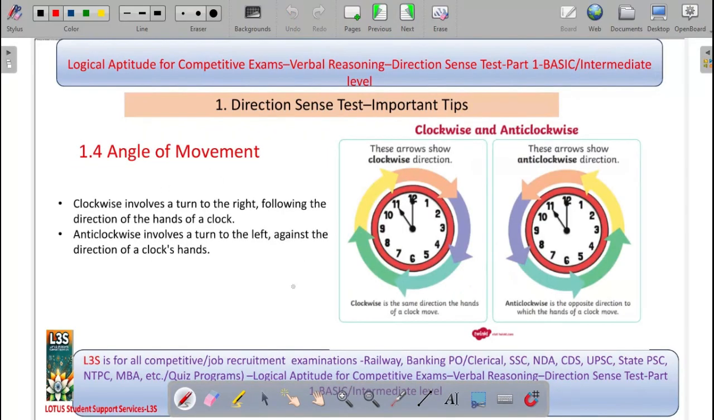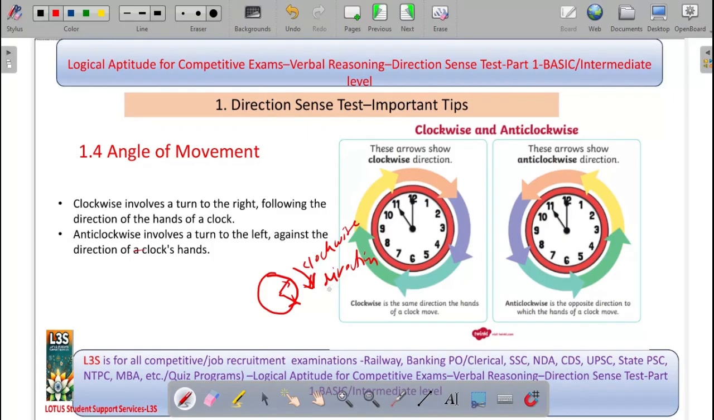Angle of movement. We know the clockwise direction. Clockwise direction is always like this. Say this is a clock, and this is how its hands move. Its hands are moving in this direction, and this direction is called clockwise.